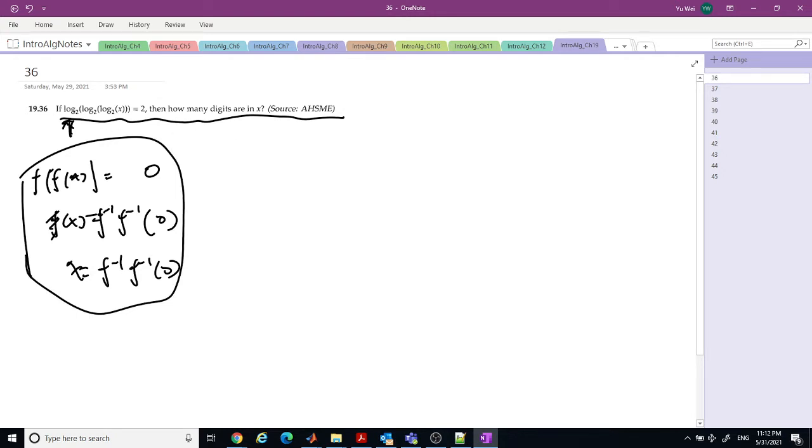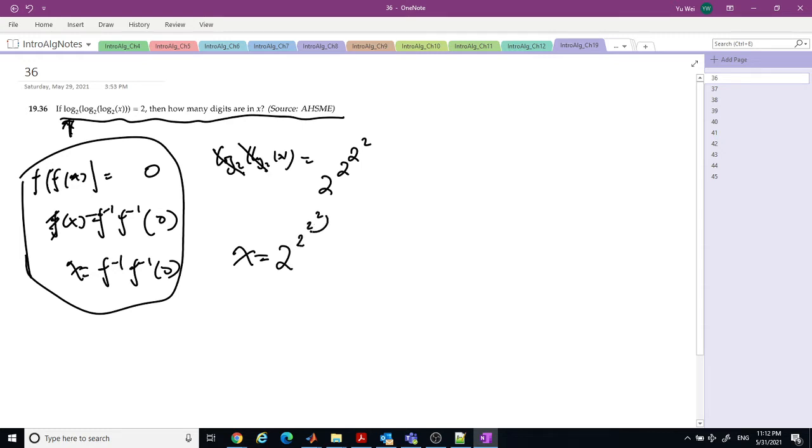So now let's see the log base 2 of this. You can see the log base 2 of x will be equal to 2 to the power of 2. Then we take this one, which will be another 2 to the power of 2, and this one another 2 to the power of 2. So x equals 2 to the 2 to the 2.